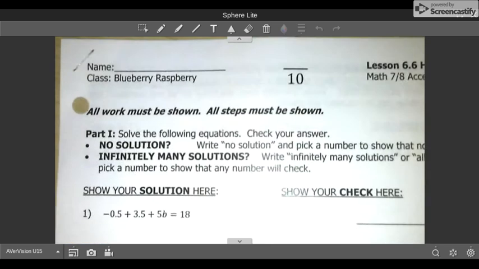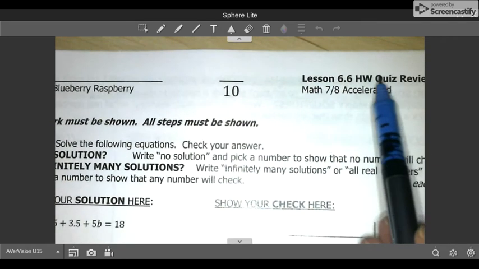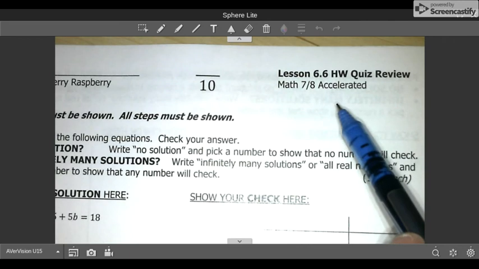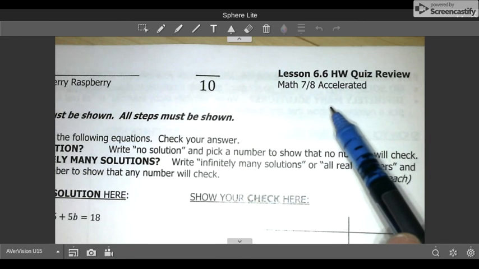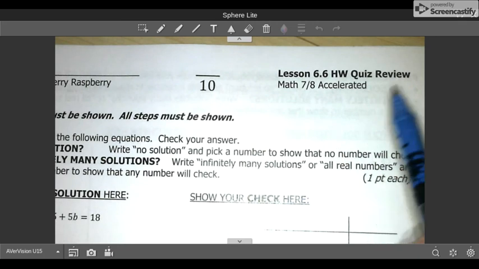Okay, so I'm going to attempt to be nice here and do some of the homework problems, actually, I'm going to do all of the homework problems on your lesson 6.6 homework quiz review. Because if you're in my Blueberry class, I'm not going to be there the day of the quiz, so I'm not going to be able to answer any questions about this homework. And if you're in my Raspberry class, you won't have enough time before the quiz to go over the homework. So I'm going to post this.